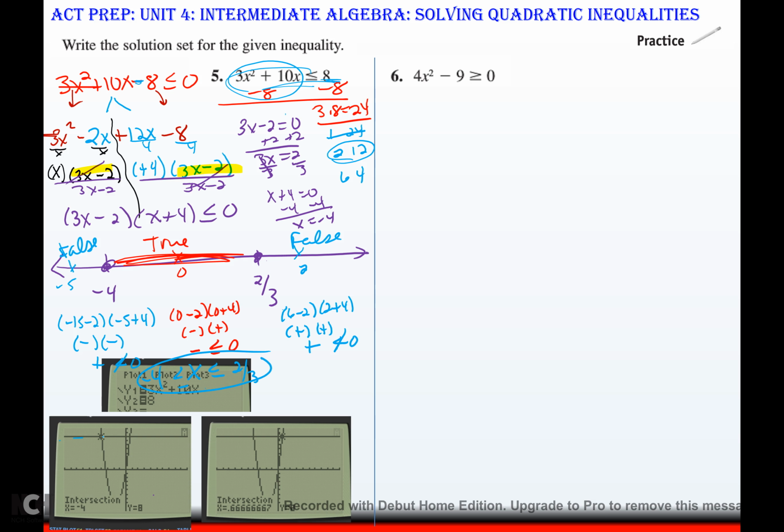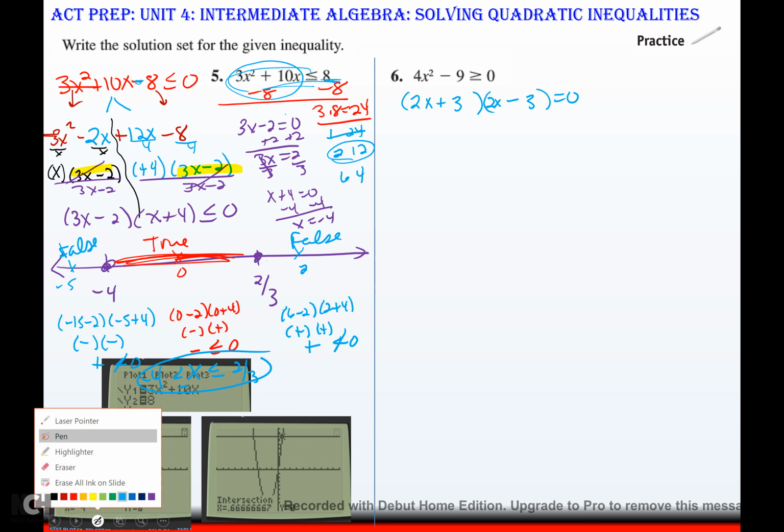Well, here's your x equal 8 line. And I want to know, when is the parabola below it? Well, that's here and here, which correspond to those x's. Okay? Number 6, that's difference of squares, so binomials, plus and minus: 2x plus 3, 2x minus 3.